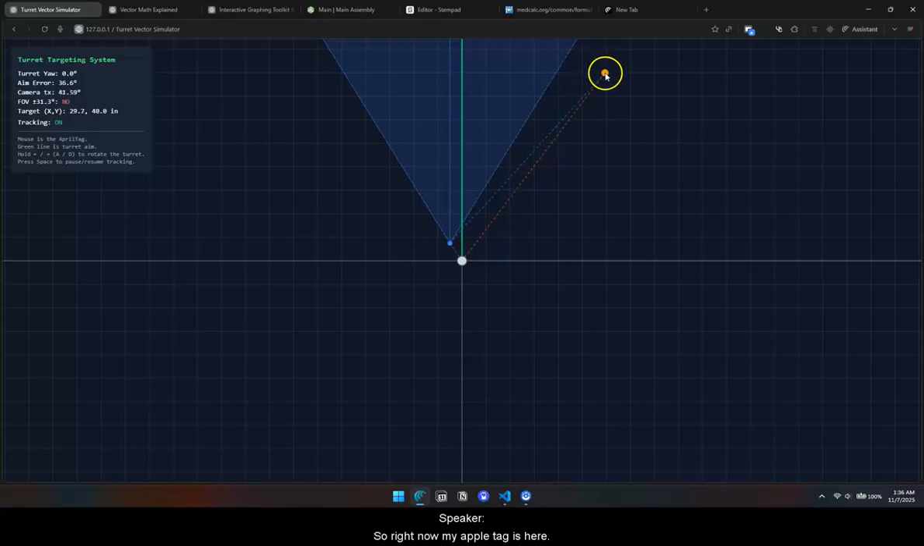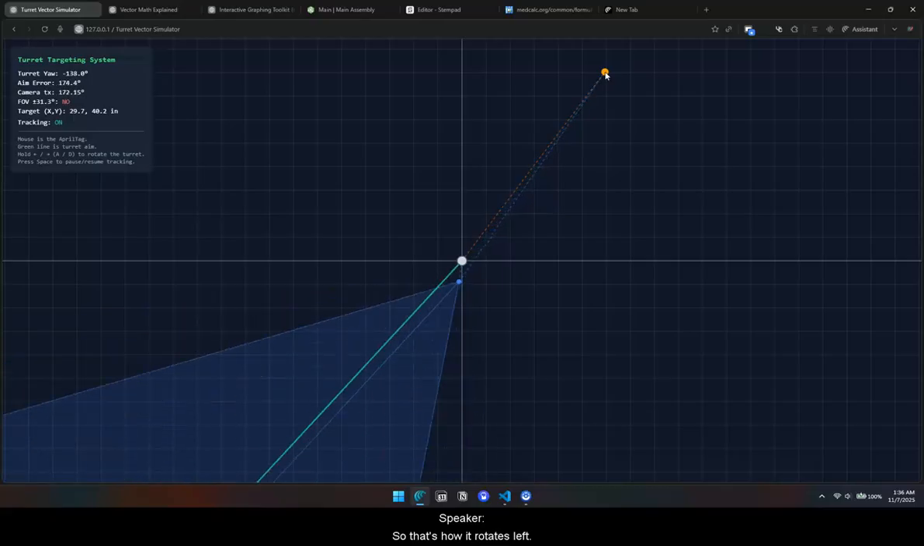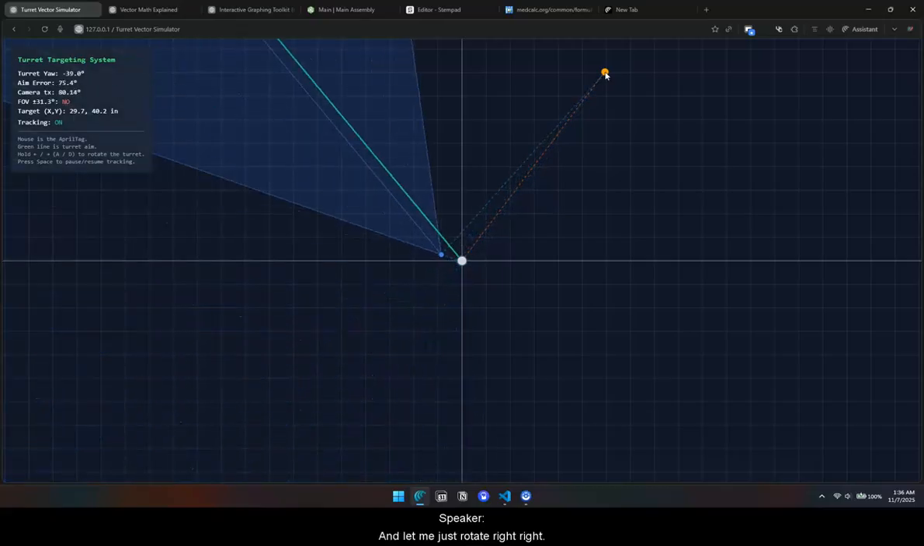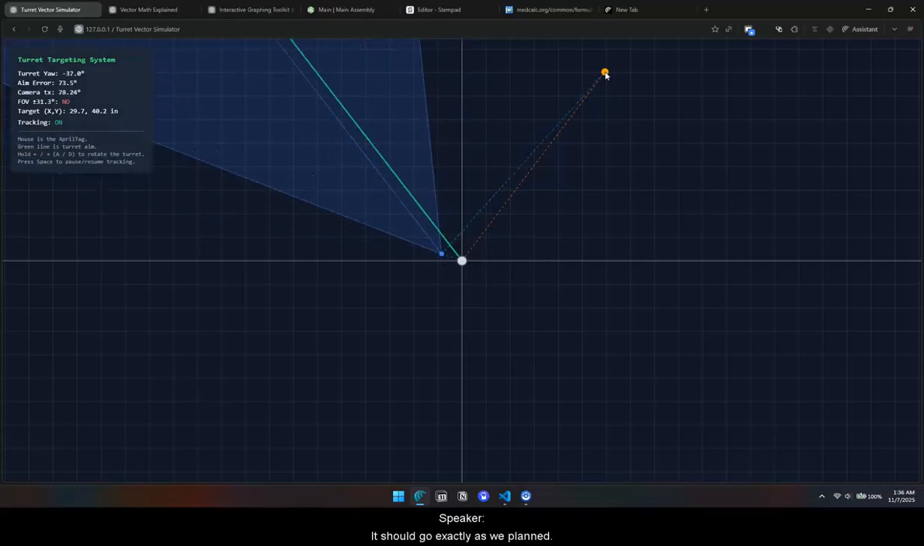So right now, my April tag is here. Now I want to simulate the turret moving left and right. So let me just rotate left. So that's how it rotates left. And let me just rotate right. Right. Look at the turret. Yeah, it should go exactly as we planned.